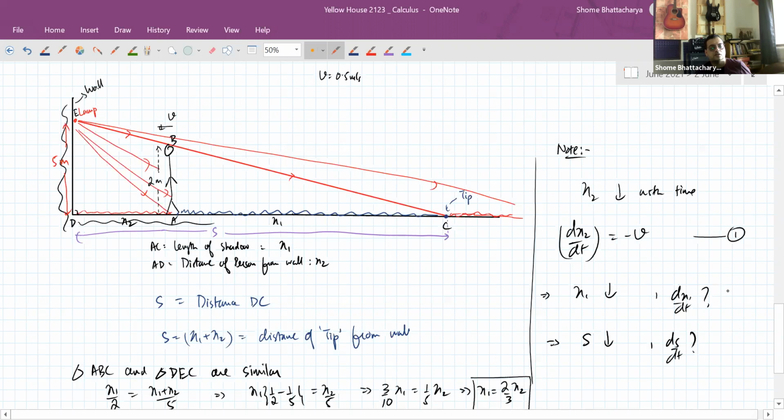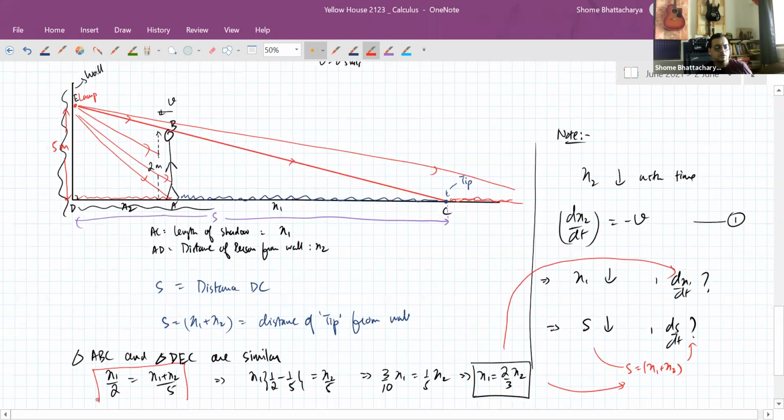This becomes the important equation. So we'll plug in this relation here, and we'll plug in the relation that S is equal to x1 plus x2. From that we'll find this. So just try this out now. All the information that you require is given over here only. That V is 0.5 meters per second. The height of the person is 2 feet, whereas the height of the lamp from the ground is 5 feet. So that is how we got the similar triangle relation here. You don't need any other information. It's all given over here.